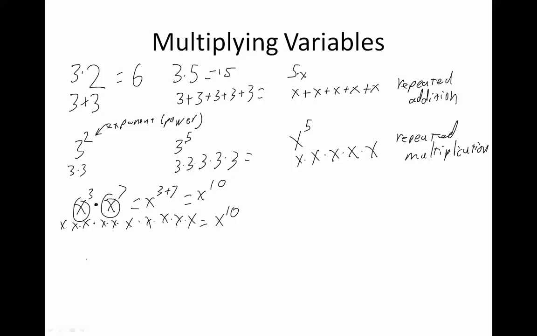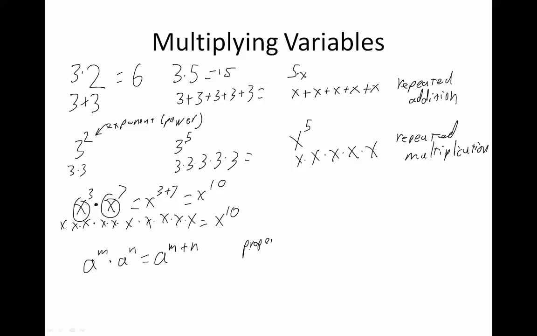In general, what we can say is that a to the m times a to the n equals a to the m plus n. And we call that the property of multiplication.